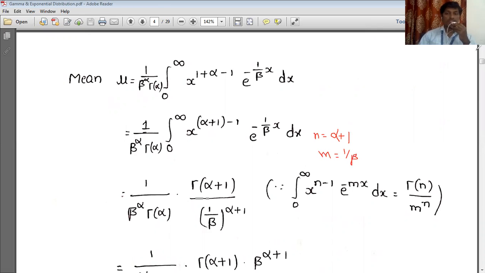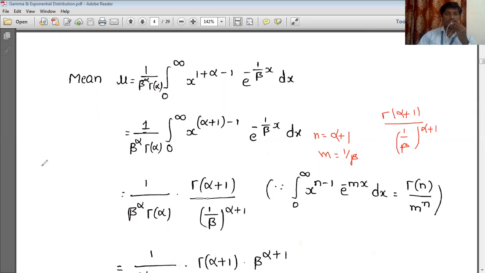Okay. Now if you see that, gamma n by, so gamma n is nothing but what we are choosing, alpha plus 1. So alpha plus 1 by, and here it is m power n. So m is nothing but what we said, 1 by beta whole power n. So n is nothing but what we said, here it is alpha plus 1. So that is nothing but 1 by beta whole power alpha plus 1. And already we said that one, so property we can apply. Before that we can simplify this one.